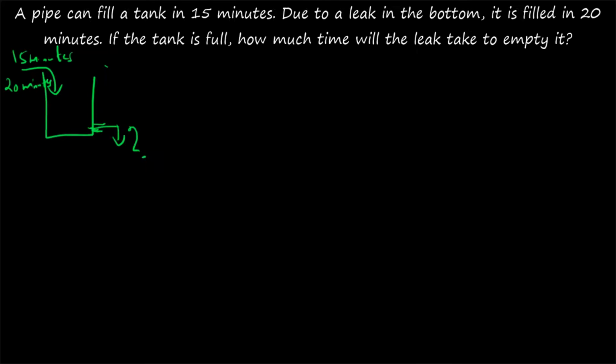Here also we can apply the same formula. We can say the pipe is filling the tank in 15 minutes and due to this leak, so this pipe alone when it is working will be filling the tank in 15 minutes. But when both the pipe and the leak are working, the leak is doing the opposite action. The leak will be making the water flow away from the tank. It will be causing outflow of water. So pipe minus leak will be taking 20 minutes.